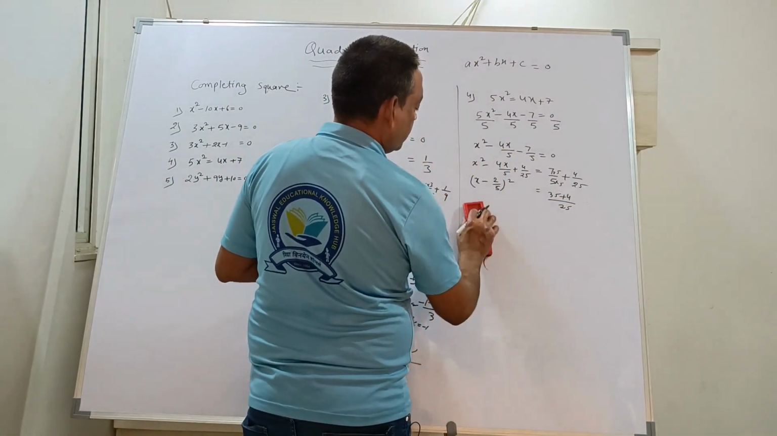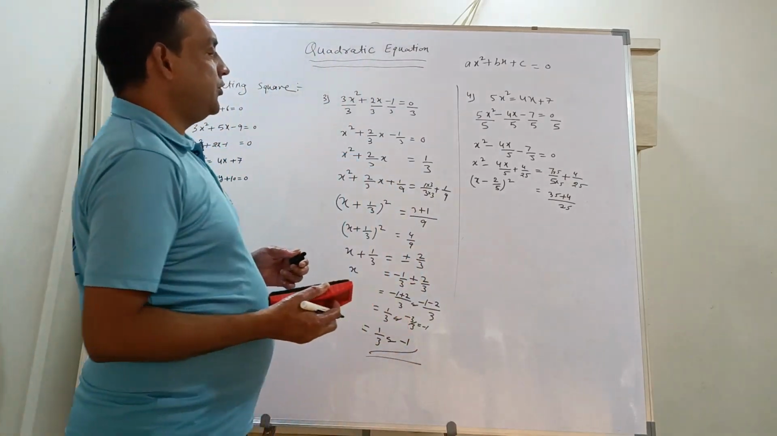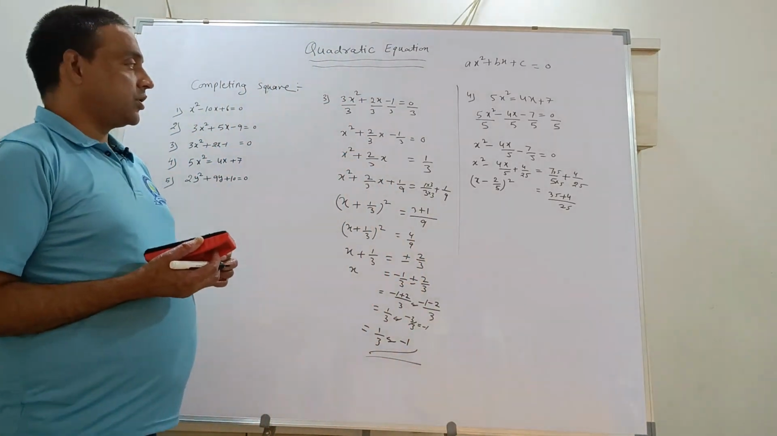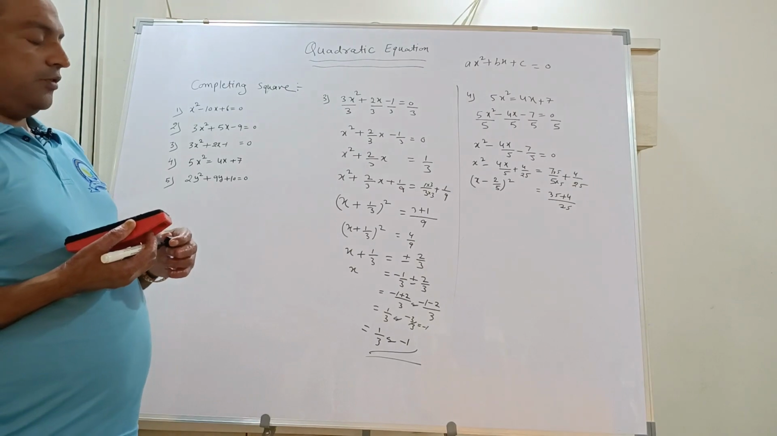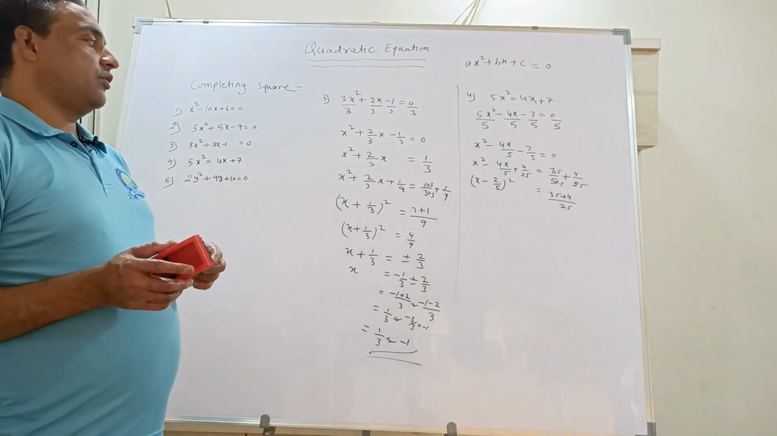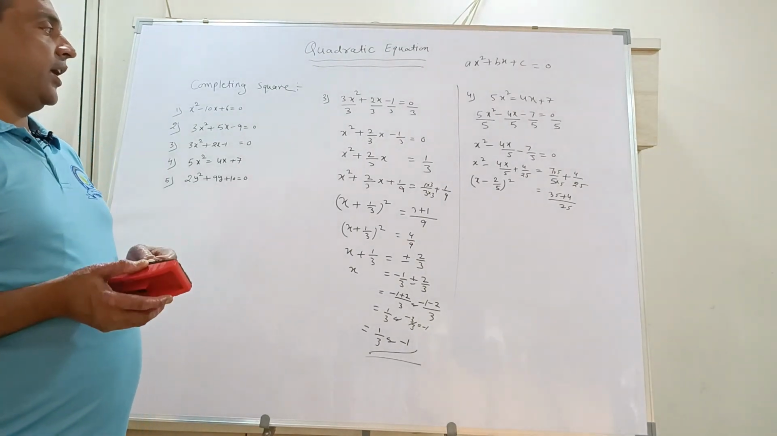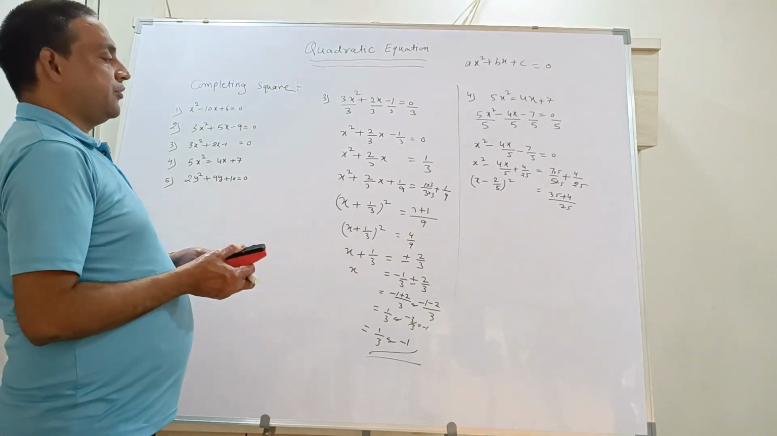Okay, check step by step. First we divided by 5, then we took the constant number to the other side, then we took the third term, which is the coefficient of x divided by 2, the whole square. We added it to both sides, and we got the perfect square.